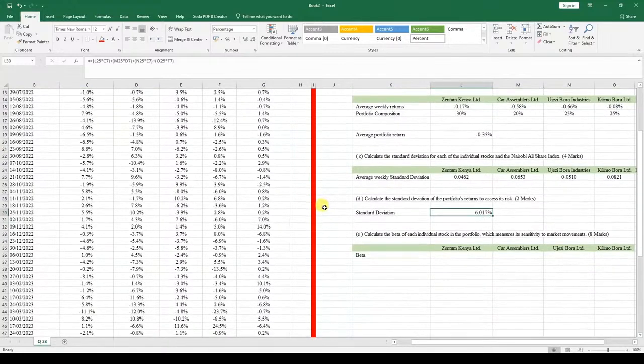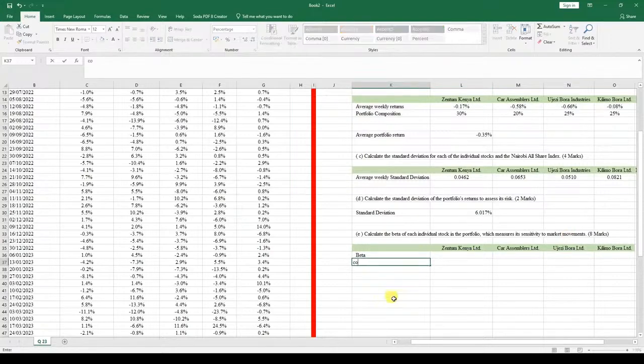Then finally, we are asked to calculate the beta for each individual stock in the portfolio, which measures its sensitivity to market movements. The beta is given by the covariance of the market and stock, divided by the variance of the market, like that. And that's what we're going to do: covariance of the market and stock.